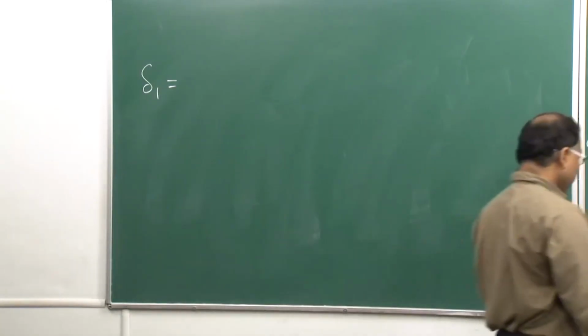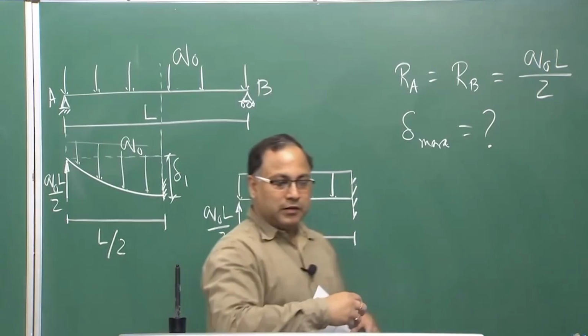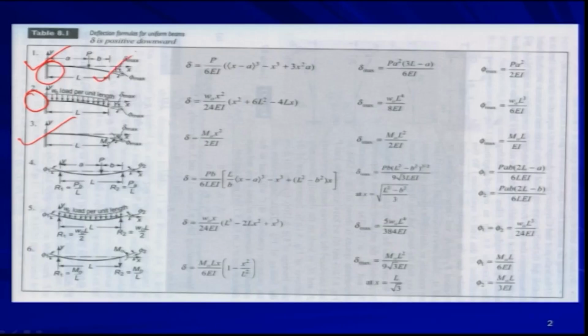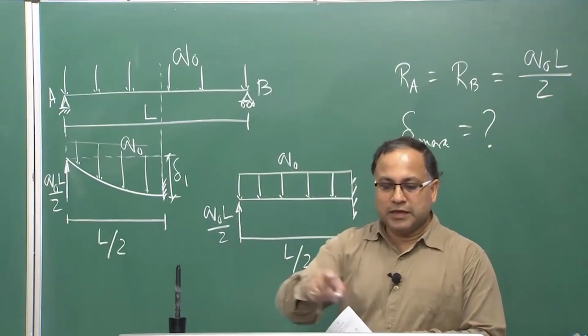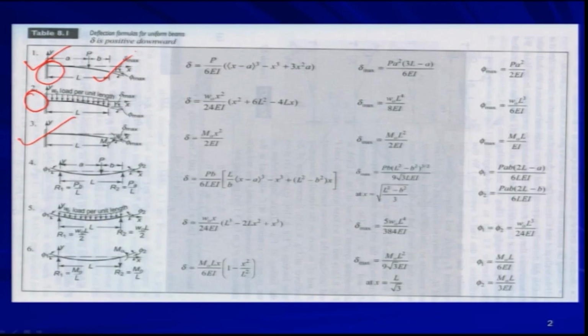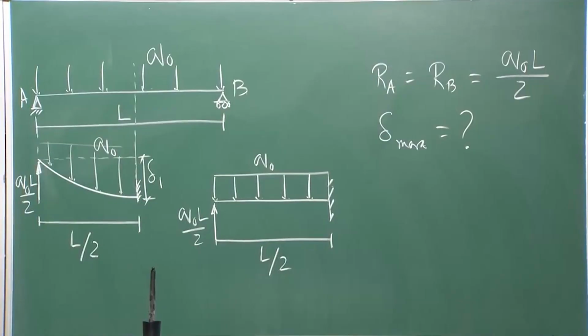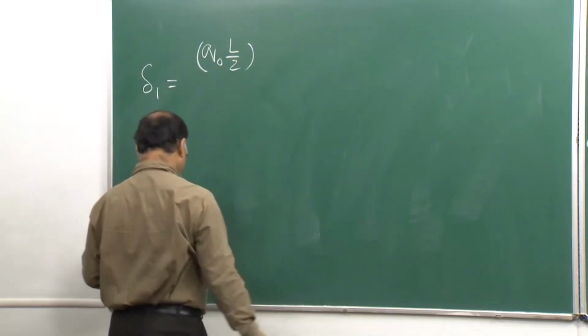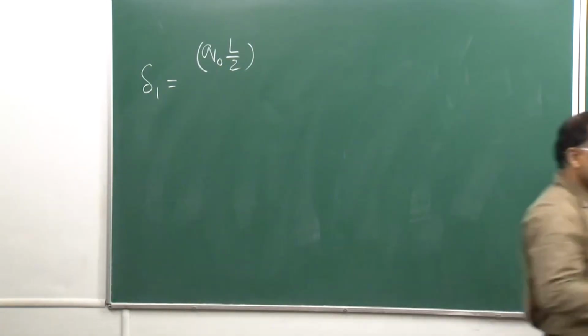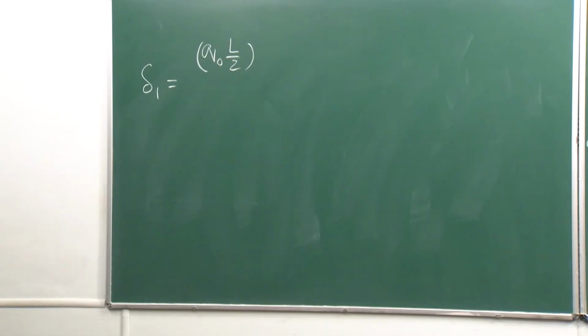one thing is coming from this Q naught L by 2, that means this case, where the load is applied at the end. In this case your load is applied at some point. If you consider this problem, the load is applied here, but I can consider the load is applied here and I can find out the deflection here. If I do that, then my delta 1 will be Q naught L by 2, that is the load, and this is your solution.